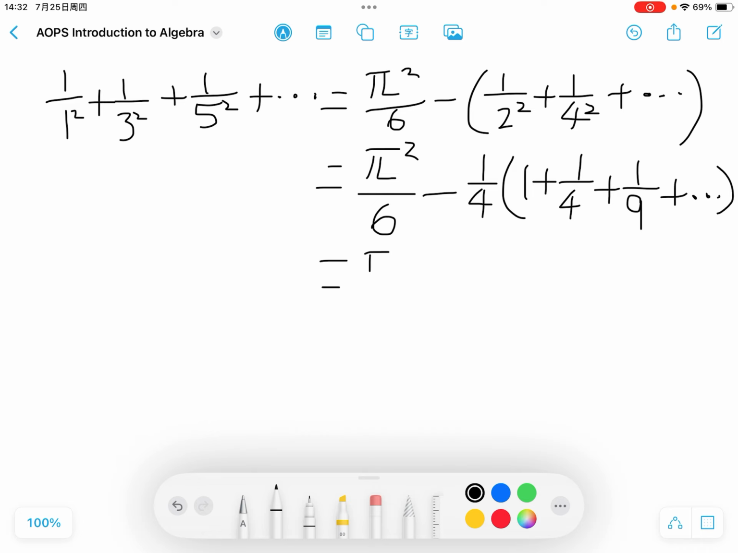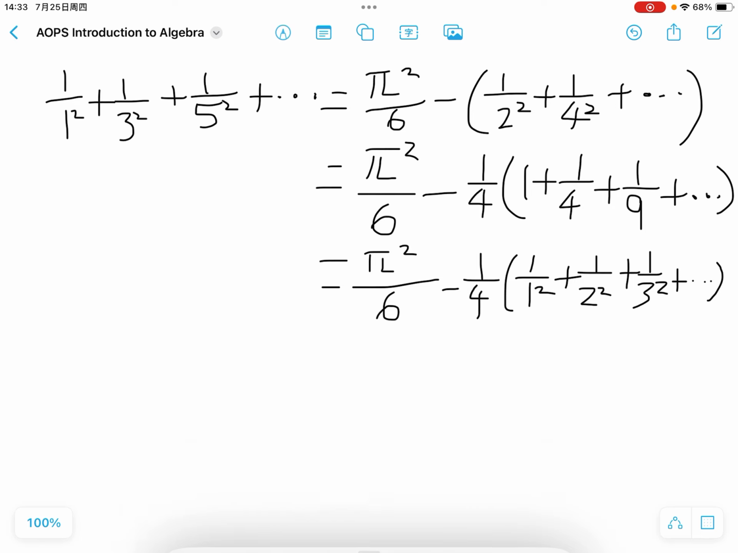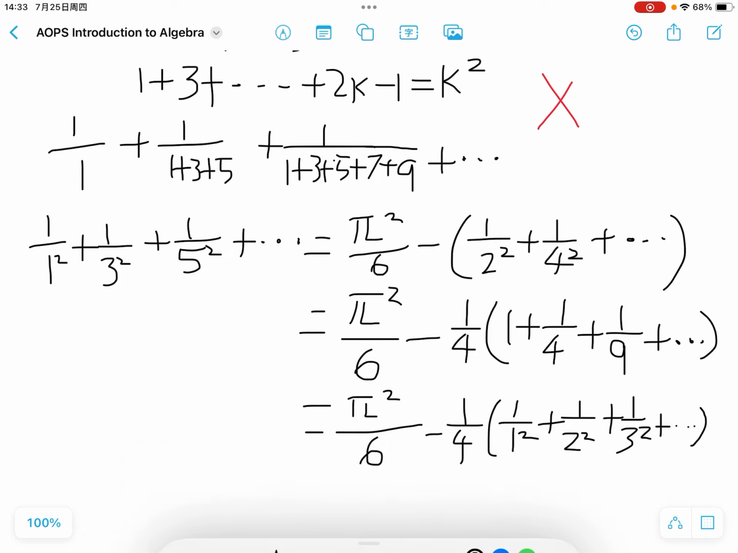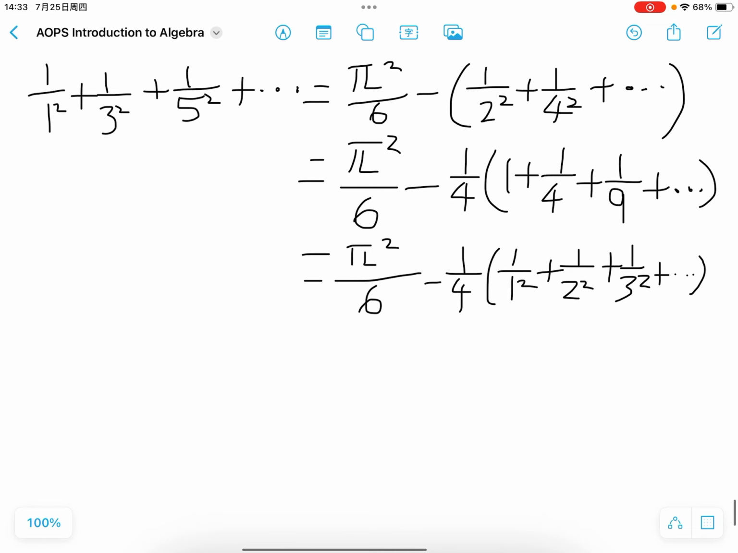And we can also rewrite the expression inside the brackets. That is simply 1 over 1 squared plus 1 over 2 squared plus 1 over 3 squared all the way to infinity. So what's the good thing about this expression? We know that this expression equals the expression we were given, which is pi squared over 6. They're literally equal to each other.